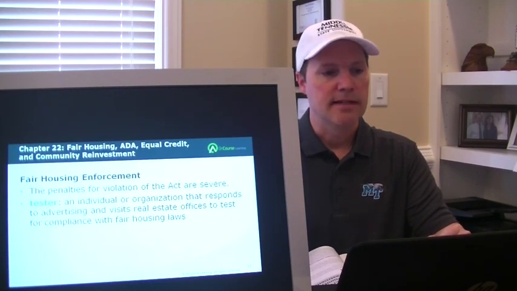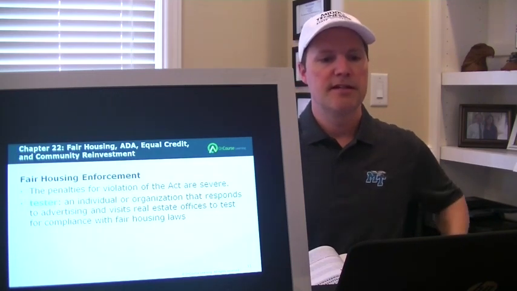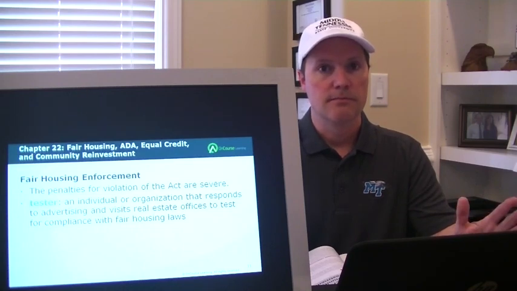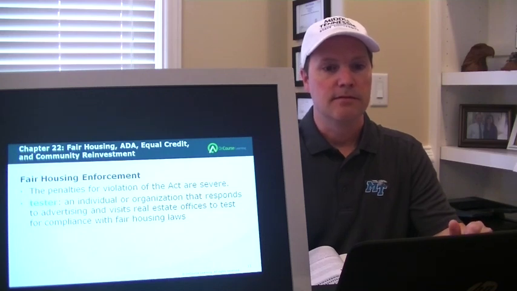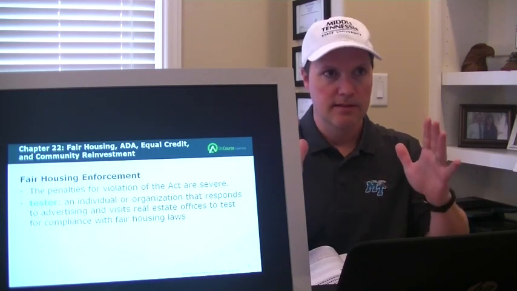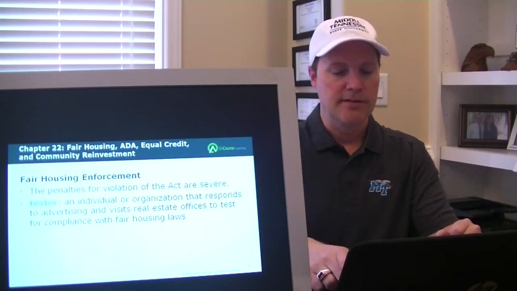Tester, they have here: an individual or organization that responds to advertising and visits real estate offices to test for compliance with fair housing laws. So I could have a tester show up here at my office and say, okay, where's your fair housing enforcement plaque? And I have it right there up above my licenses. It's good to have everything in one spot. That way they see your licenses, they see all the fair housing information. So it's good to have everything together.